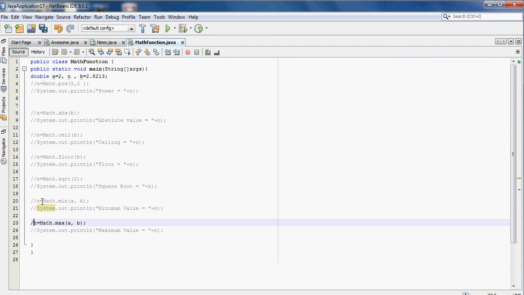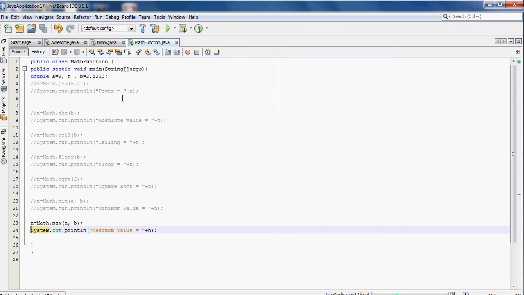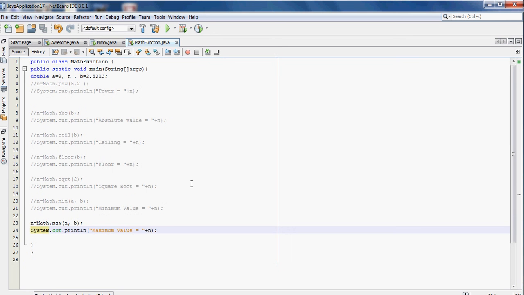And the next one is the exact opposite, math.max. Here it gives the maximum value. So if you compare two numbers, it gives a number that's greater than the other number. So again A, B are the same. So it's 2.8213. See? Use the max value.